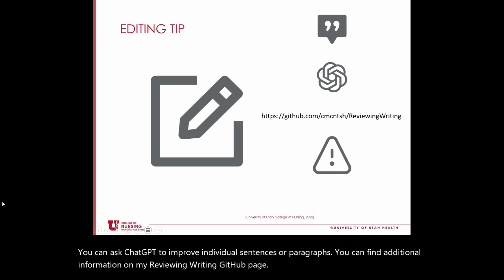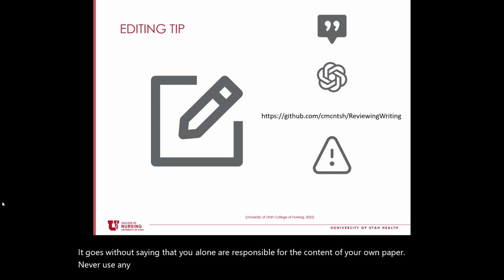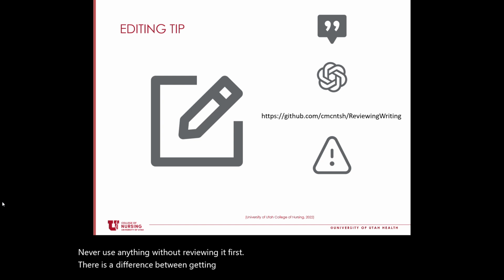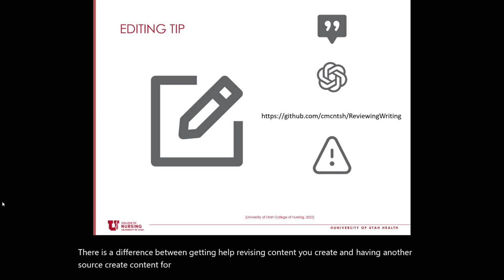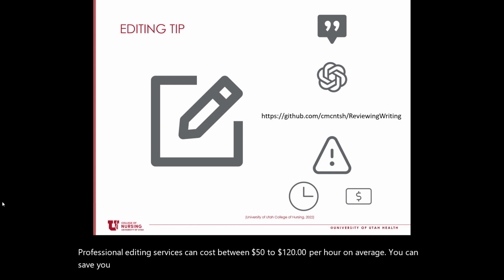It goes without saying that you alone are responsible for the content of your own paper. Never use anything without reviewing it first. There is a difference between getting help revising content you create and having another source create content for you. Professional editing services can cost between $50 to $120 per hour on average. It can save you time and money to use appropriate tools available to you.